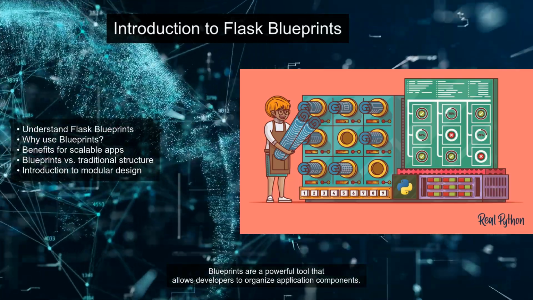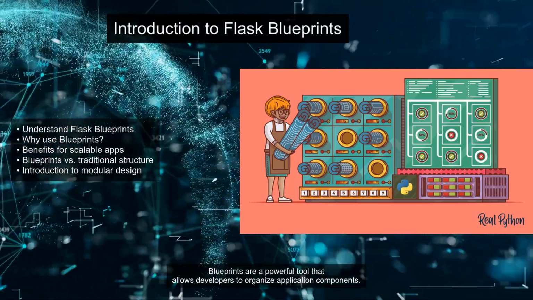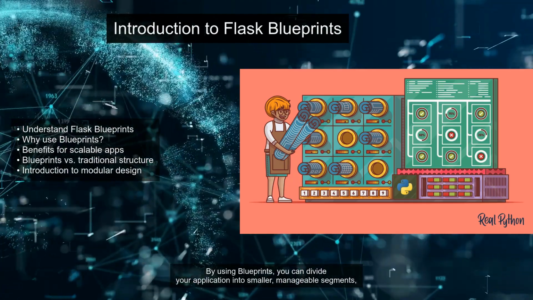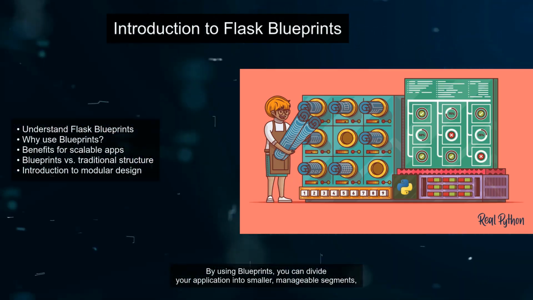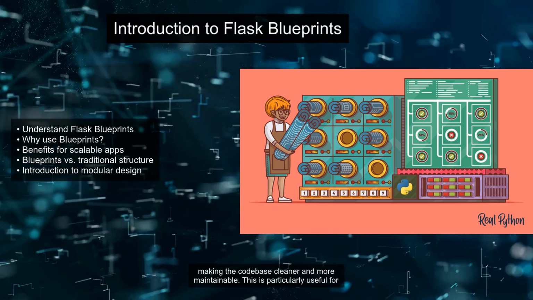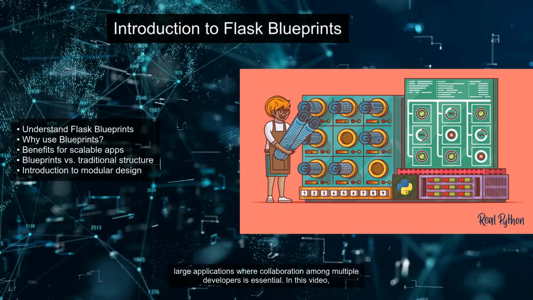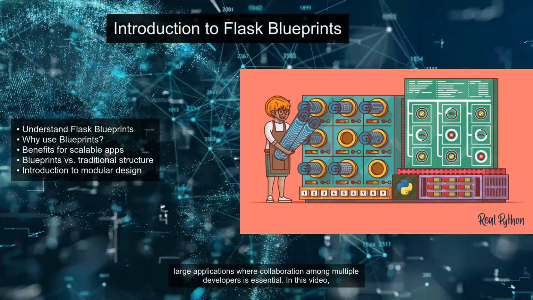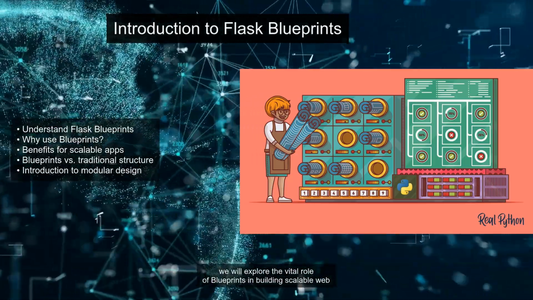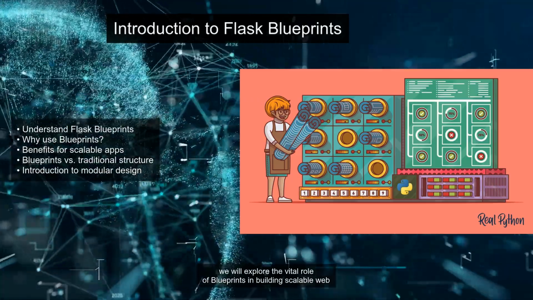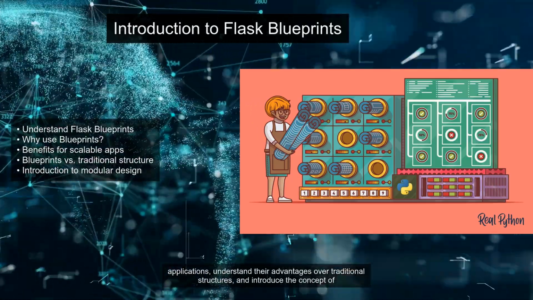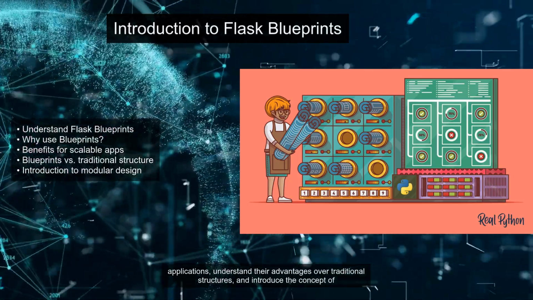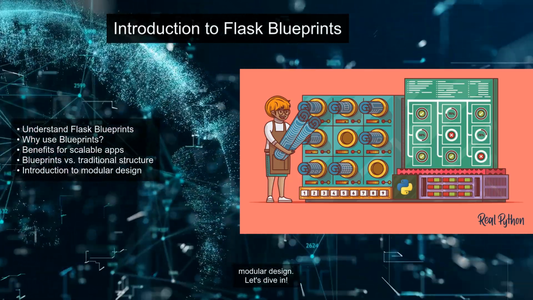Flask Blueprints are a powerful tool that allows developers to organize application components. By using blueprints, you can divide your application into smaller, manageable segments, making the codebase cleaner and more maintainable. This is particularly useful for large applications where collaboration among multiple developers is essential. In this video, we will explore the vital role of blueprints in building scalable web applications, understand their advantages over traditional structures, and introduce the concept of modular design.